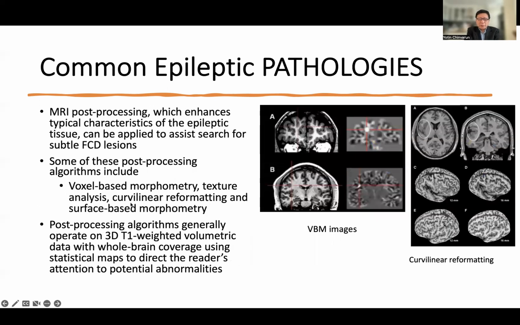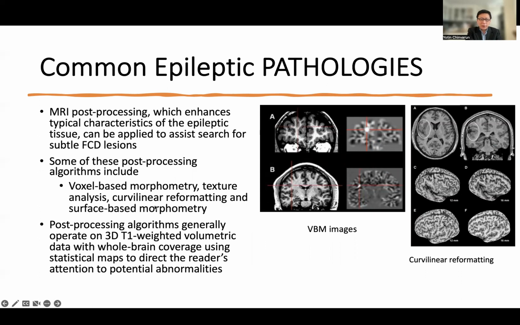Also, MRI post-processing is very helpful to characterize epileptic tissue, particularly focal cortical dysplasia. Some of these post-processing algorithms include voxel-based morphometry, which we call VBM imaging. You might identify the subtle lesion on the VBM imaging.